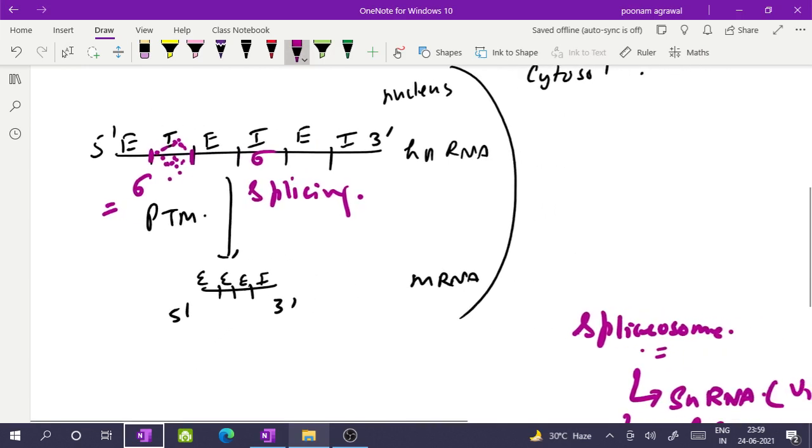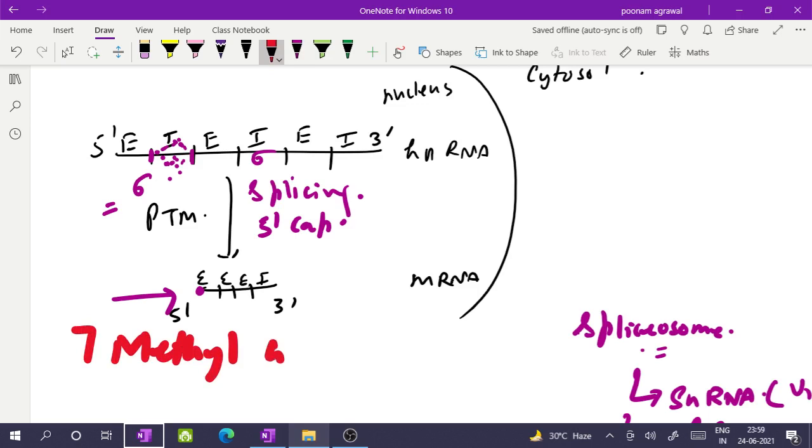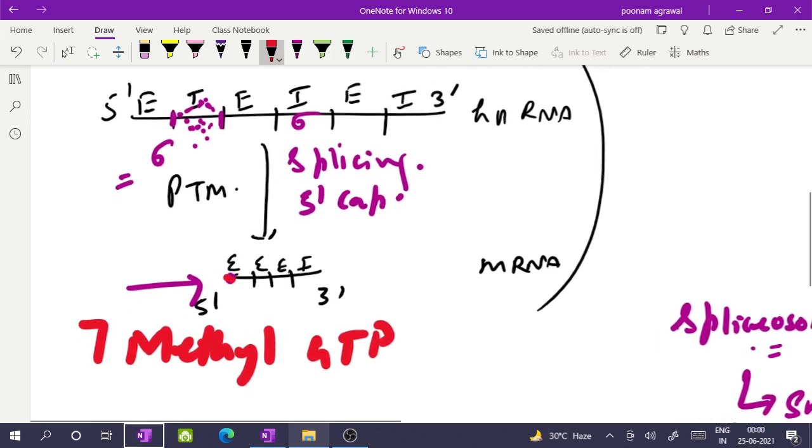Another modification which takes place on messenger RNA before it comes out into the cytosol for translation is capping at the 5' end. And what is this cap? Please remember, it is 7-methyl guanosine triphosphate capping. It is not 5-methyl guanosine triphosphate capping. It is 7-methyl guanosine triphosphate. It is simply a modified nucleotide that is added here. This capping at the 5' end not only protects the messenger RNA from exonuclease activity from the 5' end, it also helps in initiation of the translation process.